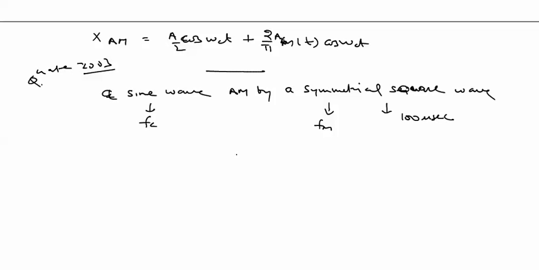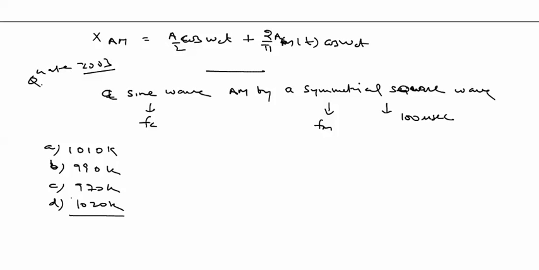Which of the following frequencies are present in the modulated output? Options are: 1110k, all options are in kilohertz, 970k, and the last option 1020k.